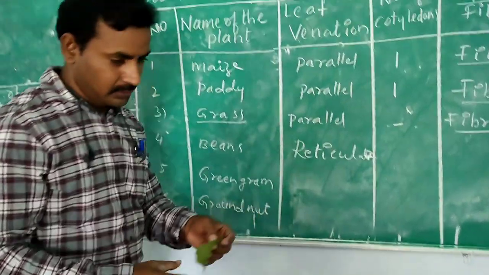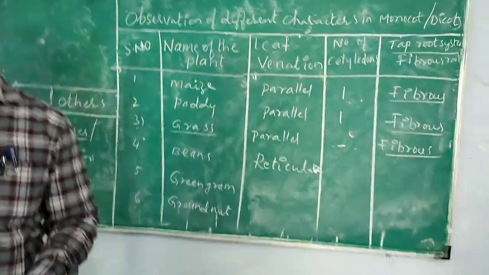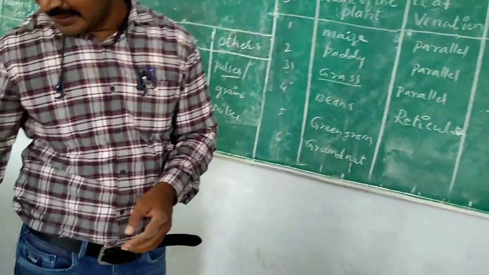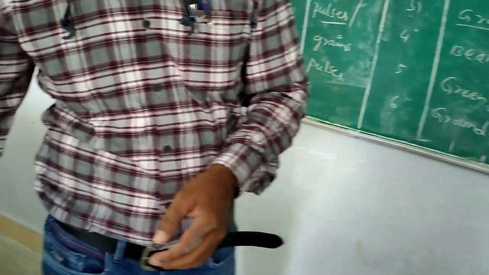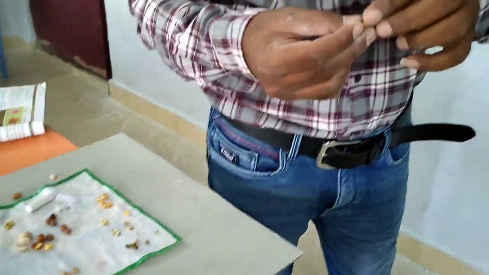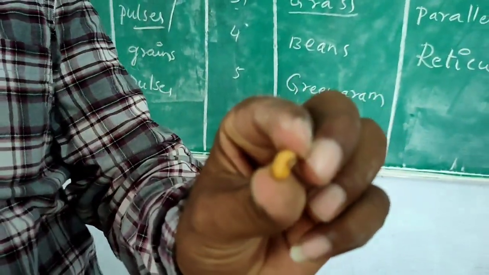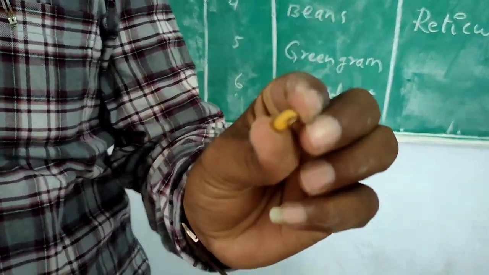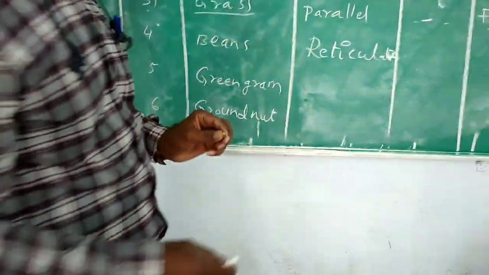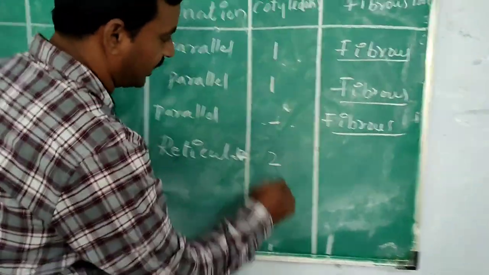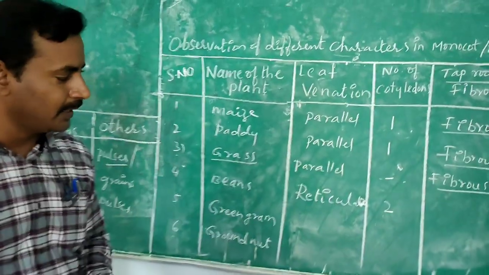Reticulate venation. I don't have bean seeds, so in place of bean seeds, I take what we locally call alisinda. Already seen, it is just like the bean seeds. So these are bean seeds. How many cotyledons are in this? It has two cotyledons. We already discussed this in the third activity. That's why I write it directly here.